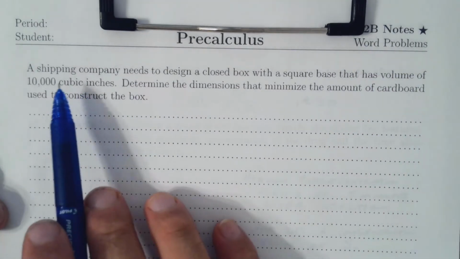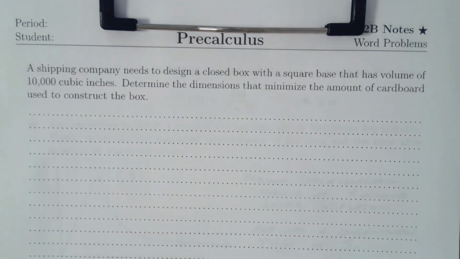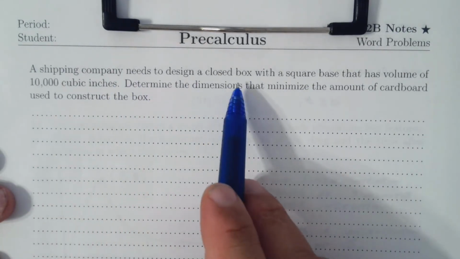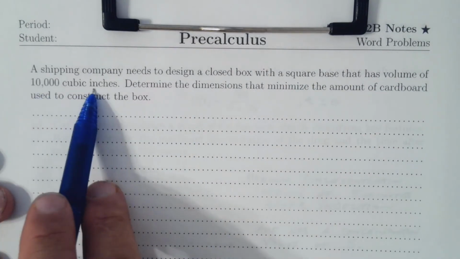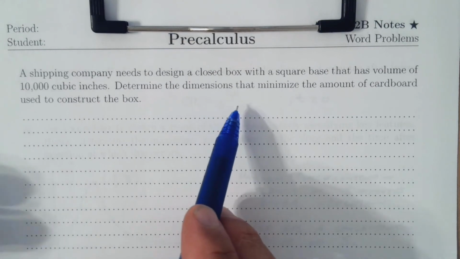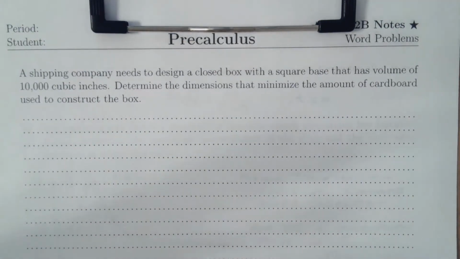Here is a situation of the type of real-world problem that does occur, and that we need to be able to think about and analyze. We have a shipping company, and they need to design a closed box with a square base that has a volume of 1,000 cubic inches. We want to determine the dimensions that minimize the amount of cardboard used to construct the box. Not much information initially, so we have to think it through.